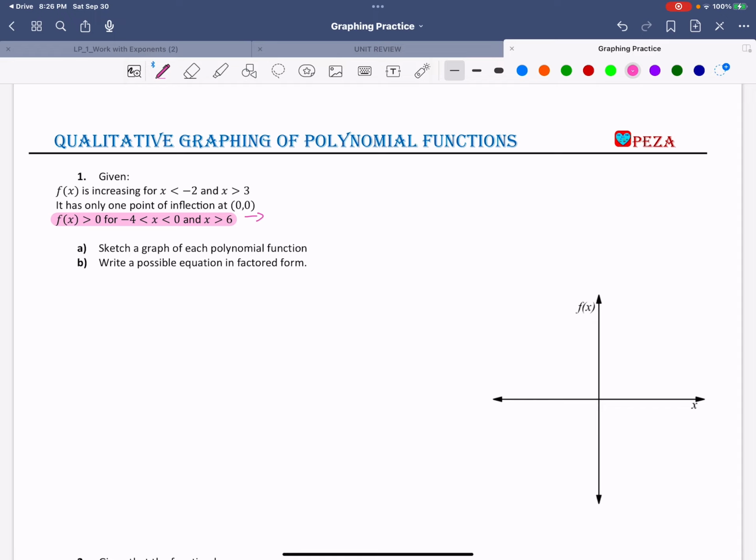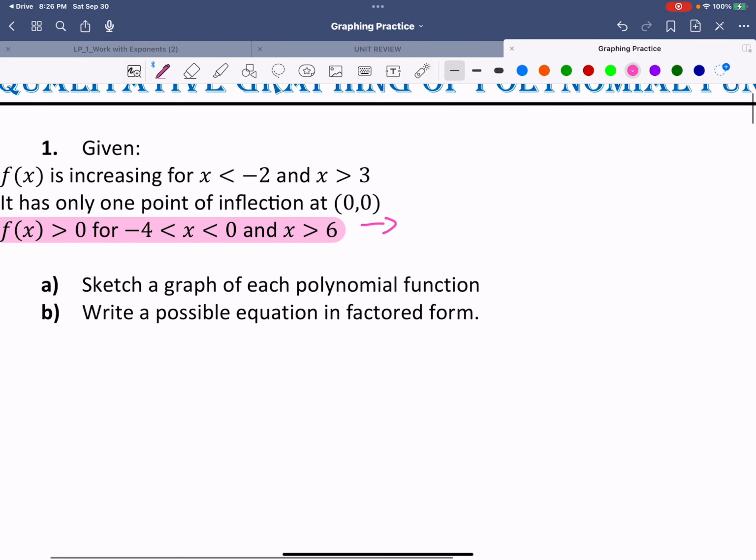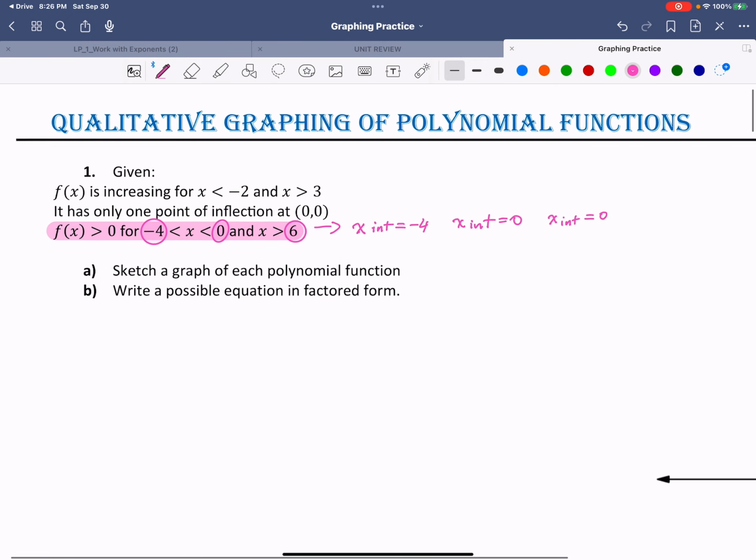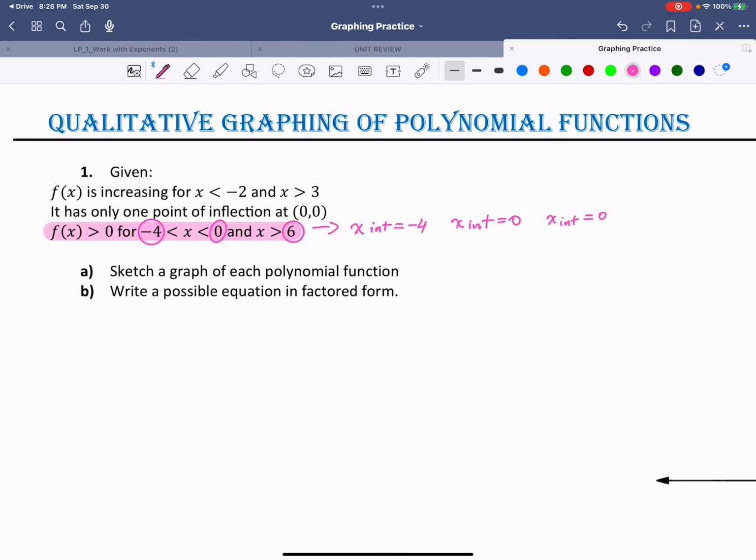So in this case, we have the values of x equals -4, x equals 0, and x equals 6. So we're going to write in here that there will be an x-intercept at -4, an x-intercept at 0, and an x-intercept at 6. So all these questions are basically about translating or interpreting the information given in multiple ways so that we can gather as much information about the function as possible.